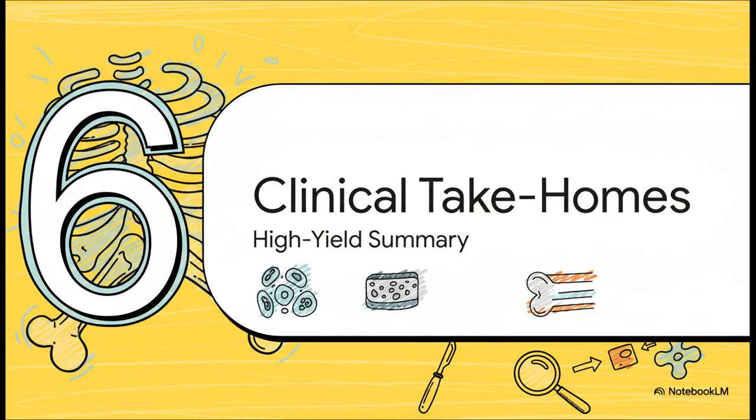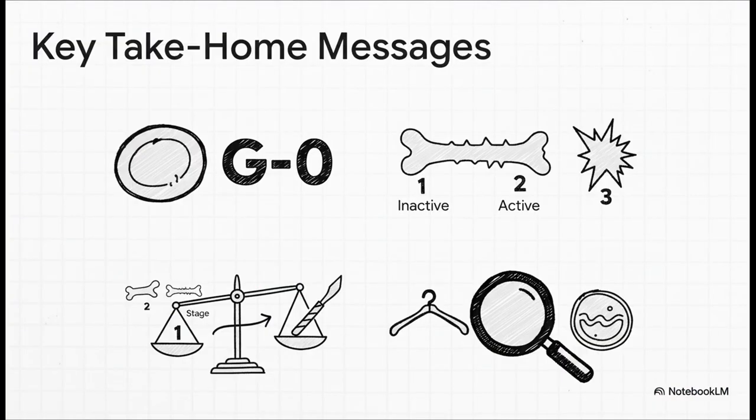Okay, let's wrap this up. I want to boil everything down to the most important high-yield messages. This is the stuff you absolutely need to know for your rotations and, of course, for your board exams. So here it is, the big takeaways. Number 1, benign lesions are G0 in the Enchondroma system. Number 2, we stage them as 1, 2, or 3 based on how they're behaving. Number 3, that stage tells you exactly what surgery to do. It's a direct link. And finally, number 4, always remember to think about those tumor-like mimics in your differential.